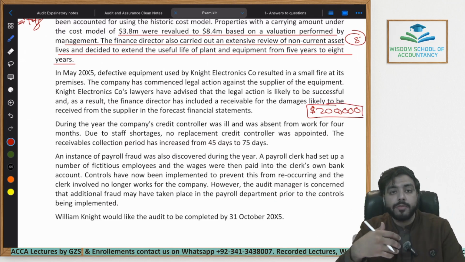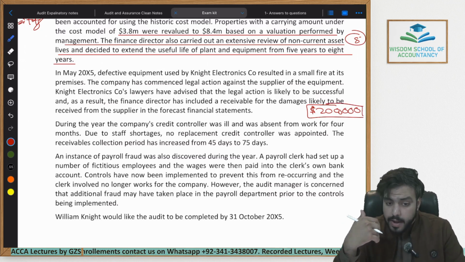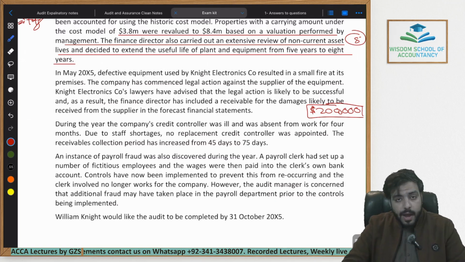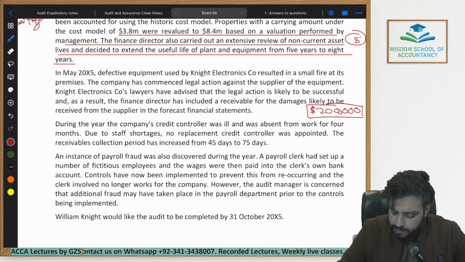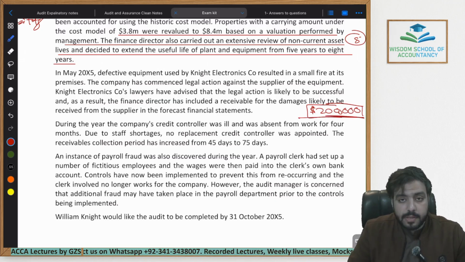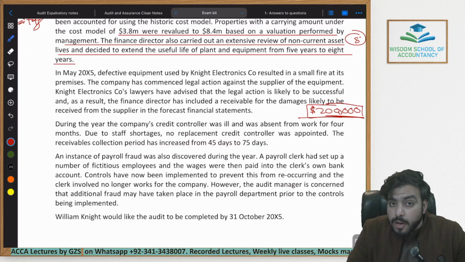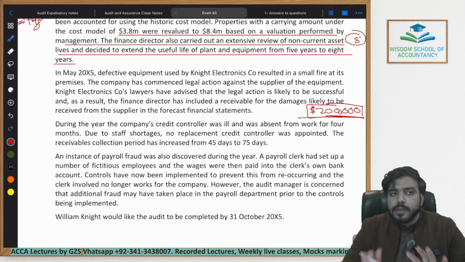We will have to rebuild all of these things. And in the case that this fire was caused by our supplier, this means that now our supplier will have to pay us this amount. This is the total amount of damage that occurred. The lawyers of my company have said that we will win the case.